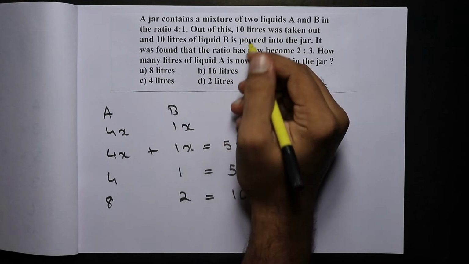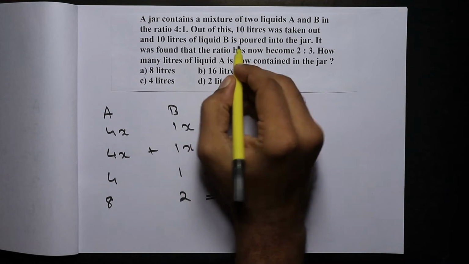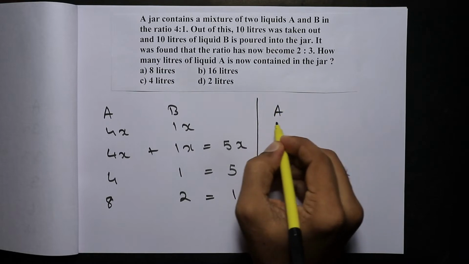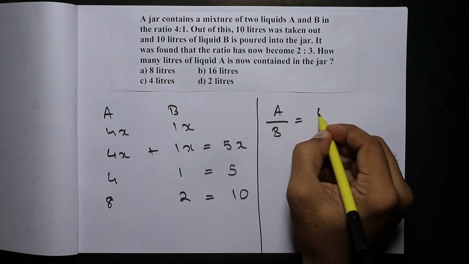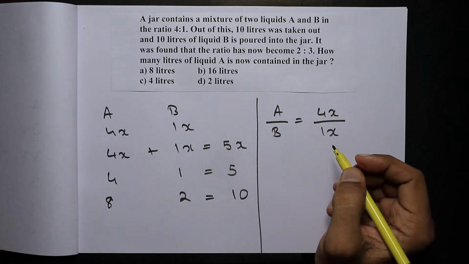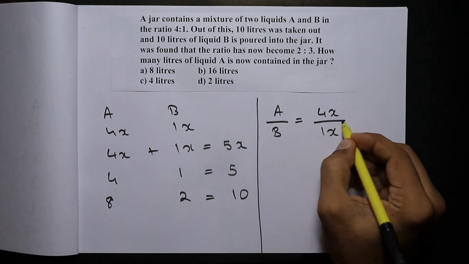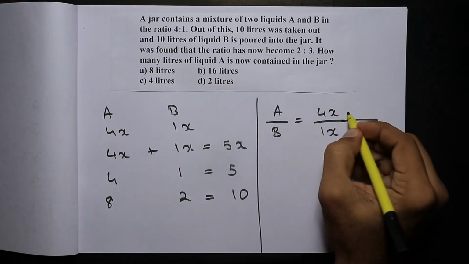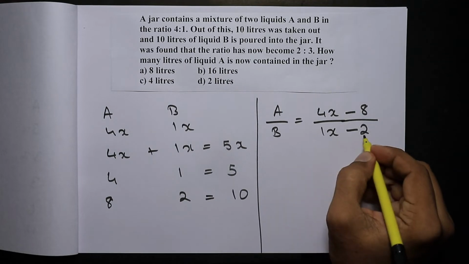Now what is said is that out of this, 10 liters was taken out and 10 liters of liquid B is poured into the jar. So if you look at the initial ratio of A to B, if you consider the total quantity to be 5x, A will be 4x and B will be 1x. So this is the initial ratio. And 10 liters of this mixture has been taken out. Now if you take out 10 liters, that 10 liters will contain 8 of A. So 8 liters of A has been removed and 2 liters of B has been removed.